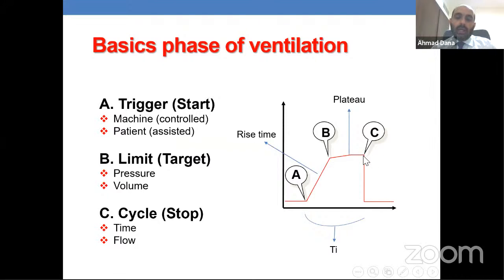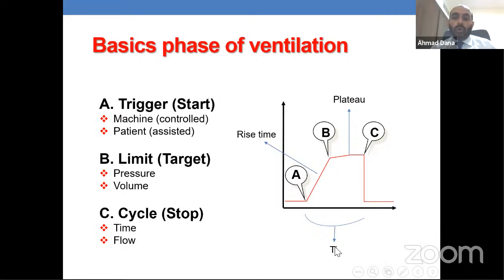And this is the cycling, which means the time you open the exhalation valve to start the expiration. Now, this from A to C is the I time. So cycling means when you open the exhalation valve, you start the expiration. This is either by time, so you just set the I time here, or it can be by flow cycling.